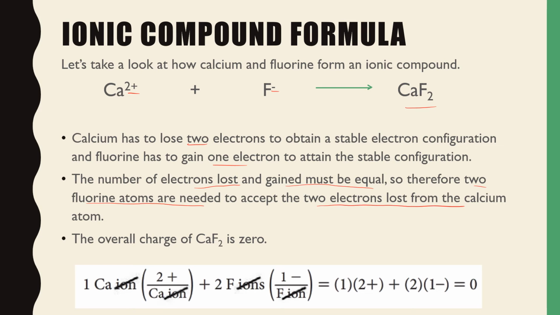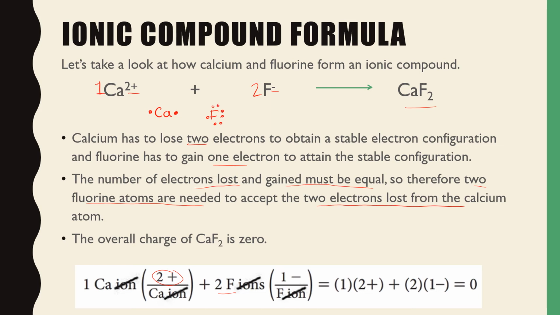So therefore, 2 fluorine atoms are needed to accept the 2 electrons lost from the calcium atom. For every 1 calcium atom that has a positive 2 charge, I need 2 fluorine atoms with that -1 charge for the overall charge for calcium fluoride to be 0. So that means for every 1 calcium, I need 2 fluorine ions to complete my formula here. I want to show you in a diagram what this looks like. Calcium would have 2 valence electrons. I'm just going to draw them on opposite sides. Fluorine has 7 valence electrons: 1, 2, 3, 4, 5, 6, 7.